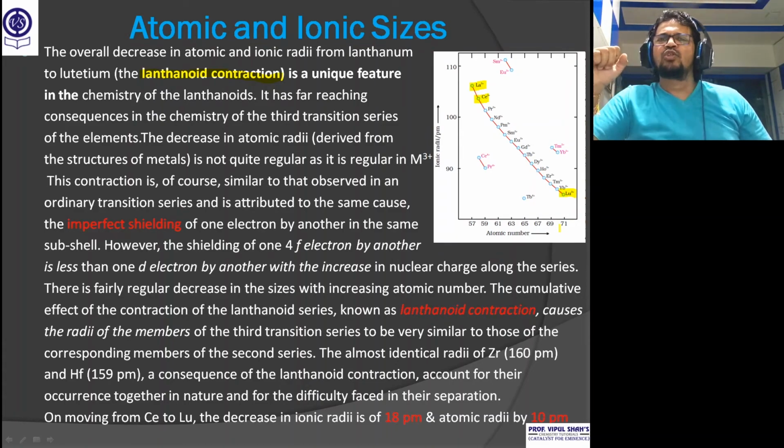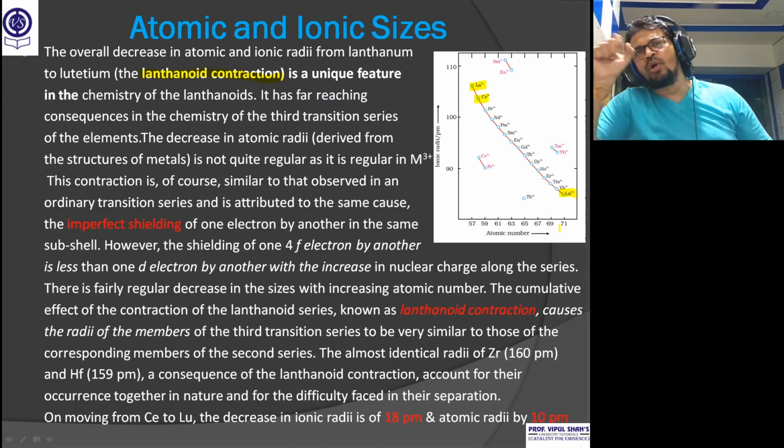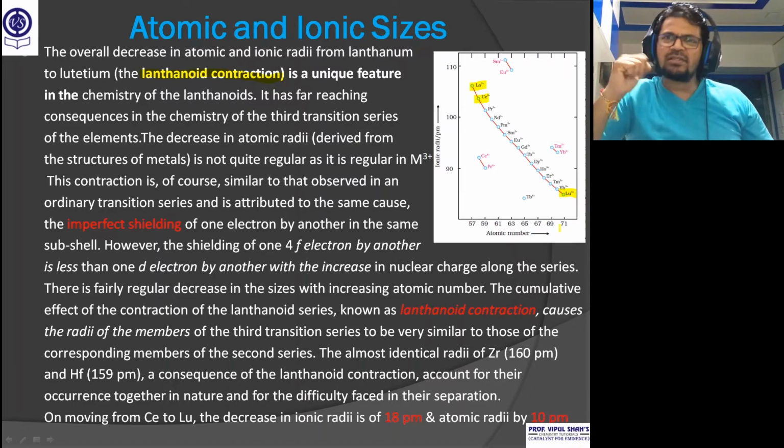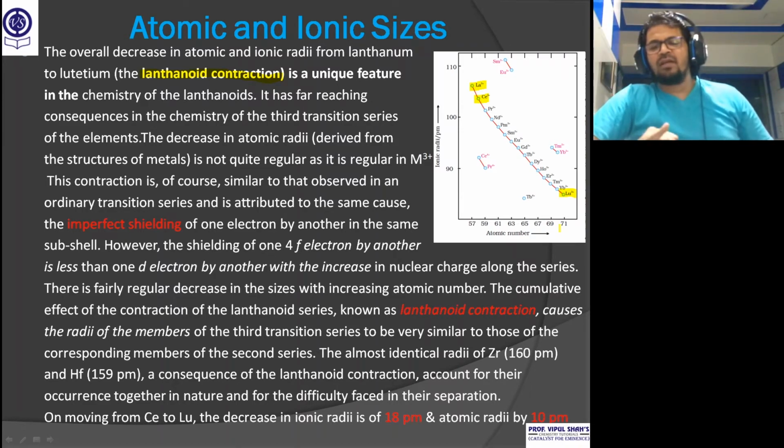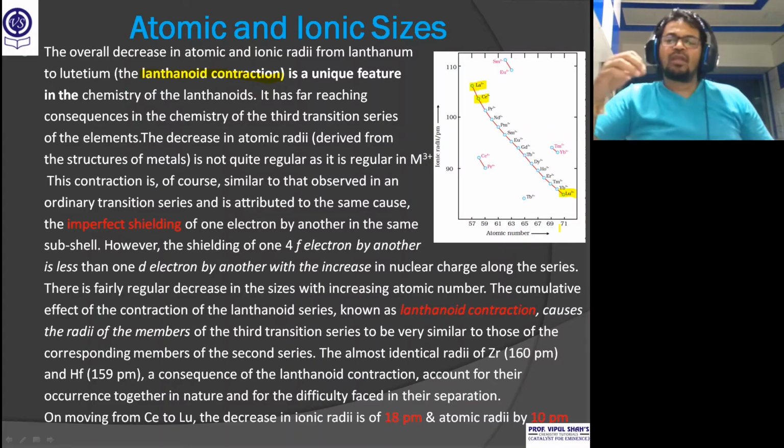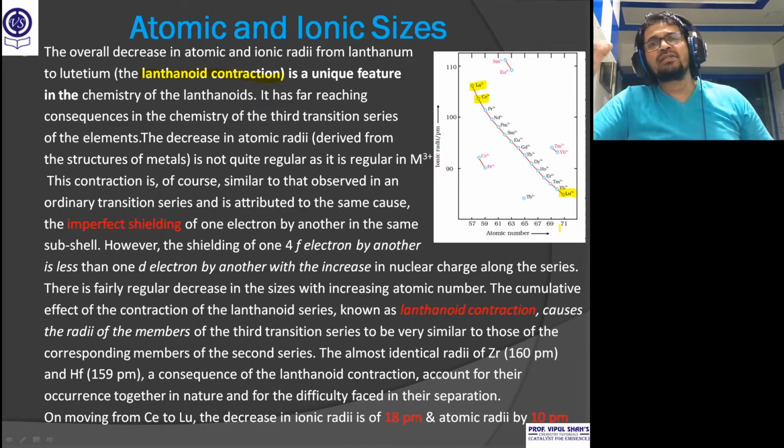So what is this part? There's a very small decrease. The question is why there is such a small decrease. What is lanthanide contraction? With respect to lanthanides, the electron is entering its pre-penultimate, that is the n-2 f sub shell. Now the shielding of electrons is s greater than p greater than d greater than f. So f shielding is very poor.